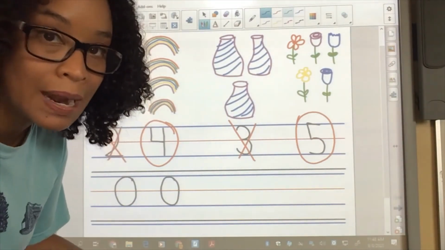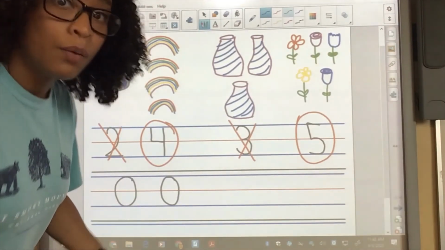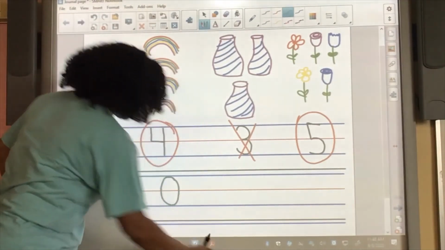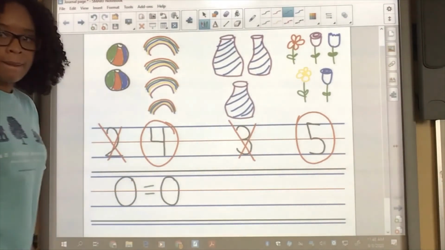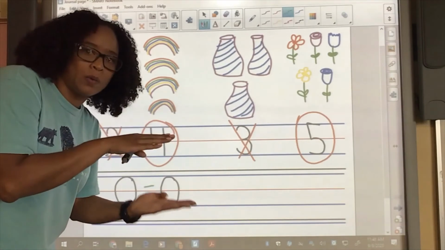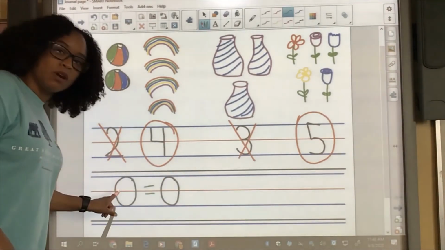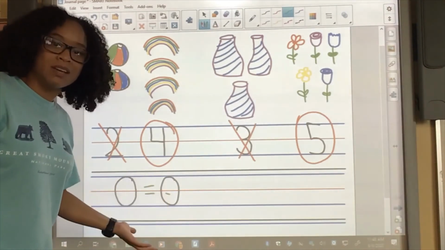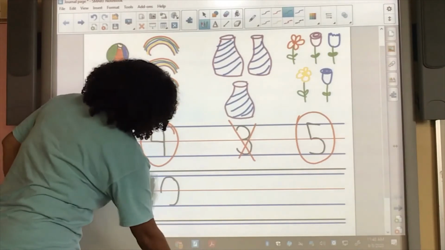So what are we going to write right here in the middle since they're equal? We're going to write an equal sign. So remember, an equal sign is one line on top and one on bottom. And don't make them too far apart. We want them kind of close together, but just not touching. So 0 is equal to 0 because they're the same. Fix that.